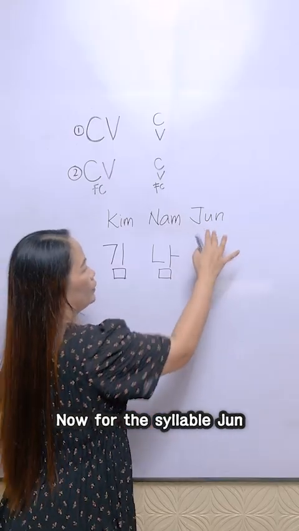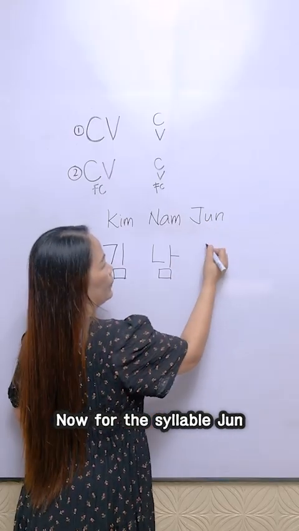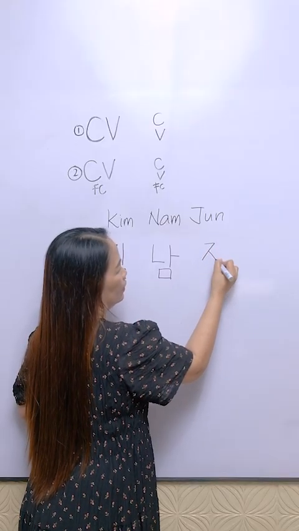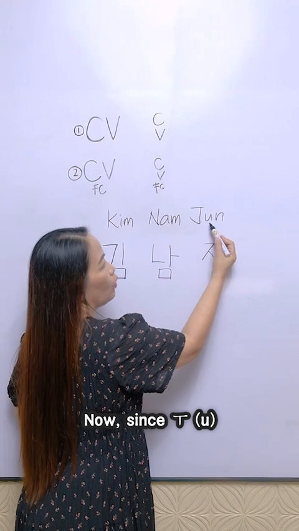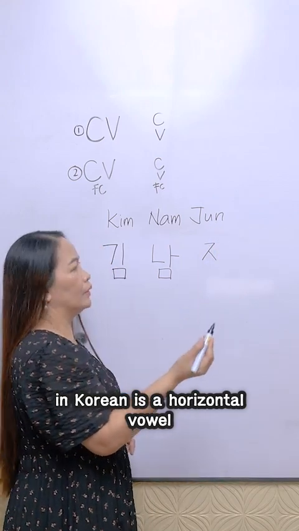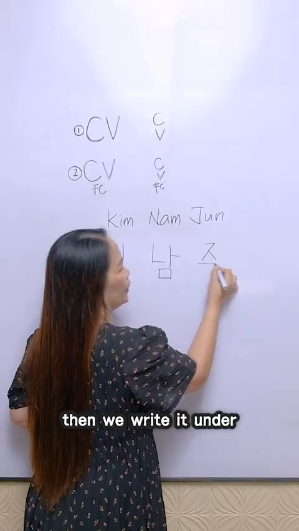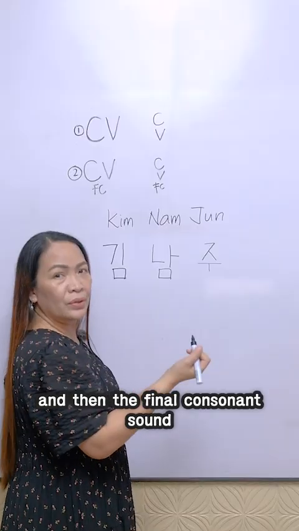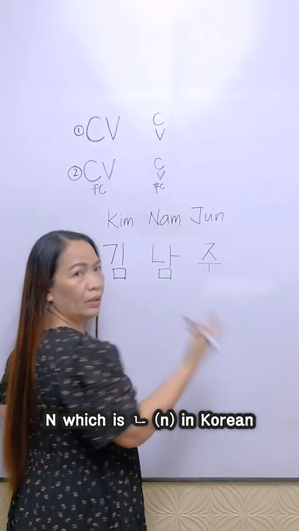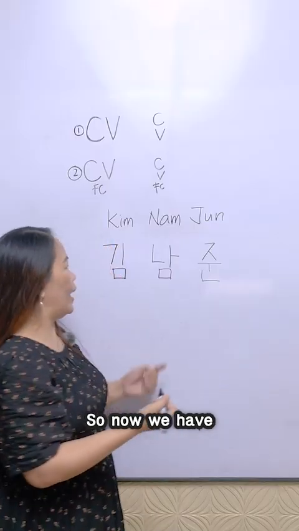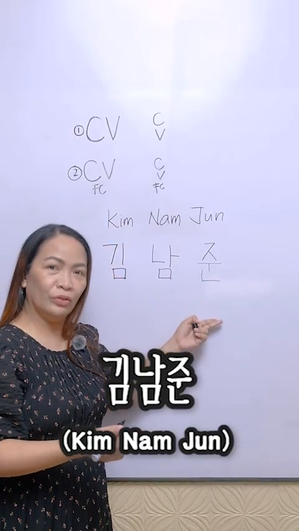Now for the syllable Jun, the equivalent sound of J is Jiot. Now since U in Korean is a horizontal vowel, we write it under the consonant. And then the final consonant sound N, which is niun in Korean, should be written under. So now we have Kim Namjoon.